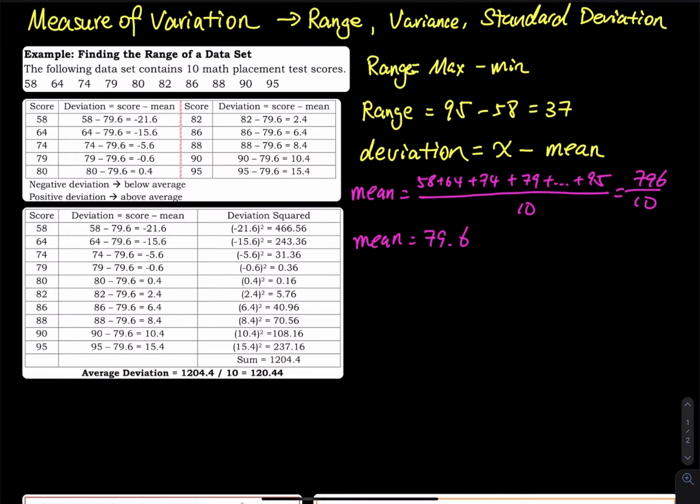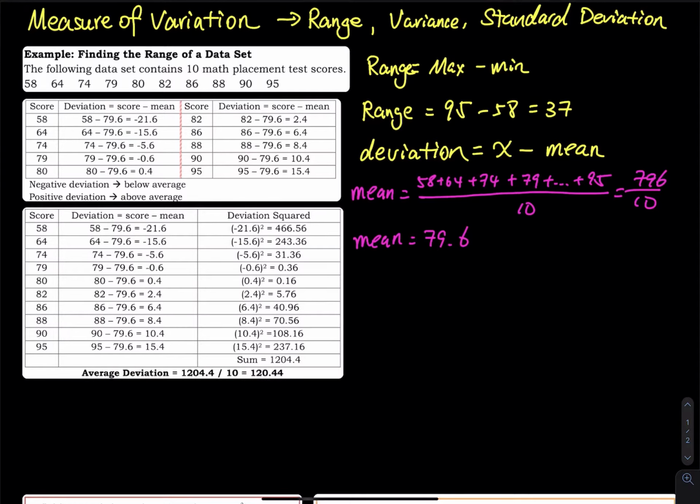Some deviations are negative, some are positive, and some are zero, right? That is totally normal. If someone got exactly 79.6 points on the placement test, then that person's deviation is equal to 0. Negative deviation means that person is below average. Positive deviation means that person is above average. And 0 deviation means that person is exactly on average. So negative means below, positive means above, and 0 means exactly on average.